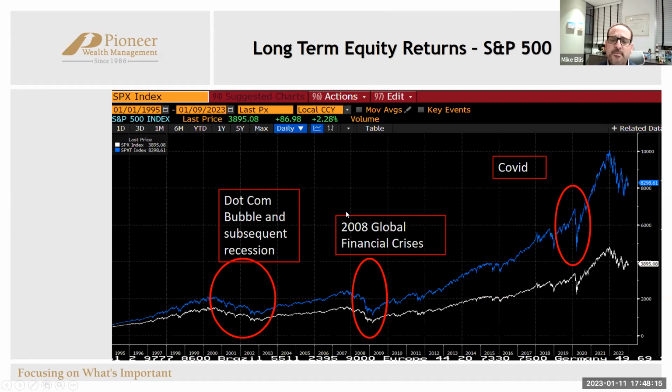We can see the dot-com bubble, the 2008 financial crisis, COVID, and there's a whole lot of other crises that we've been through in the past, which look like blips when you look at a long-term graph like this. So this should be part of that source of comfort that your stocks will recover.